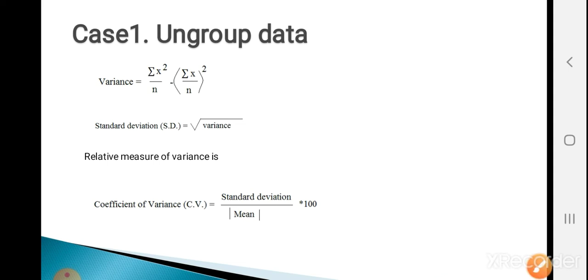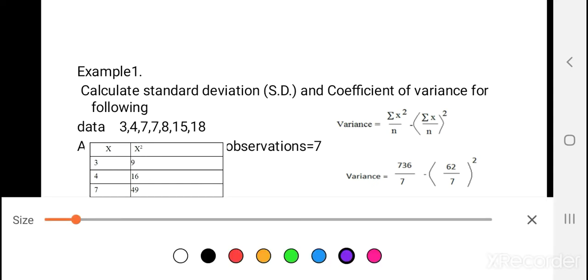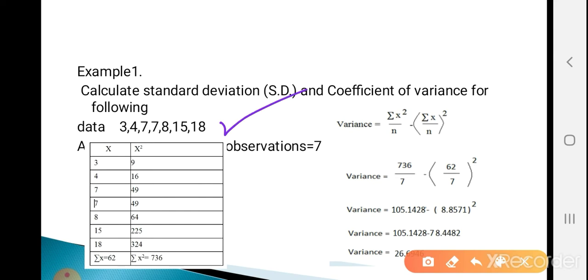See one example of ungrouped data. How to calculate variance, standard deviation and coefficient of variance for ungrouped data. Calculate the standard deviation, variance and the coefficient of variance for the following data. The data values given are 3, 4, 7, 7, 8, 15 and last is 18. Here the total 7 observations are given in the example, so n value is 7.